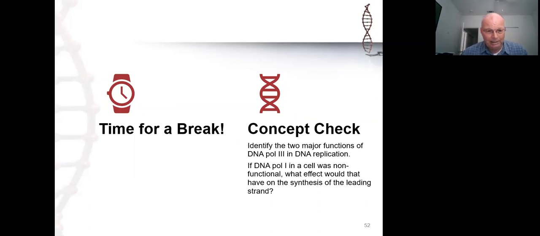Now, we talked about it in terms of its role in the lagging strand. It's the one that replaces the primer. Would it have a role in the leading strand? And if so, what? And what effect may a non-functional pol 1 have on that? Let's take a break. I'll see you on the other side with the answers.